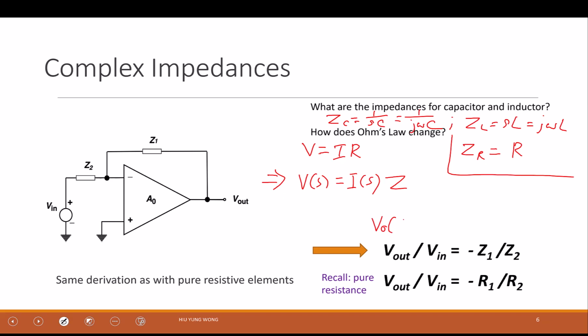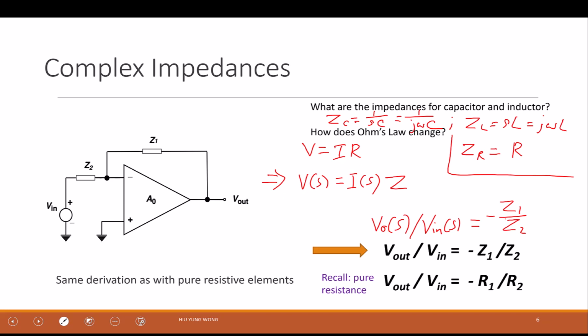I would say V out in the frequency domain divided by V in the frequency domain equals the effective impedance of this one divided by that of C2, right? And if this is a resistor, I just substitute R1, R2. If this is a capacitor, I substitute 1 over SC. Or if it's an inductor, SL. Right, so I spent time to talk about this. I hope you will be confident in doing that, right? You know why we do that.